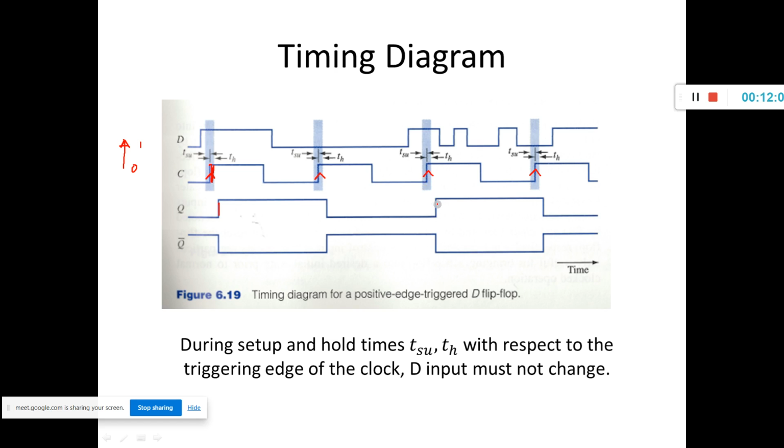So the output responds only on the positive edge of the clock signal. Hence it is known as positive edge triggered. Okay, this is positive edge. Again, see here at the positive edge D is 1. So the D gets transferred. It will retain up till when? Up till next positive edge.